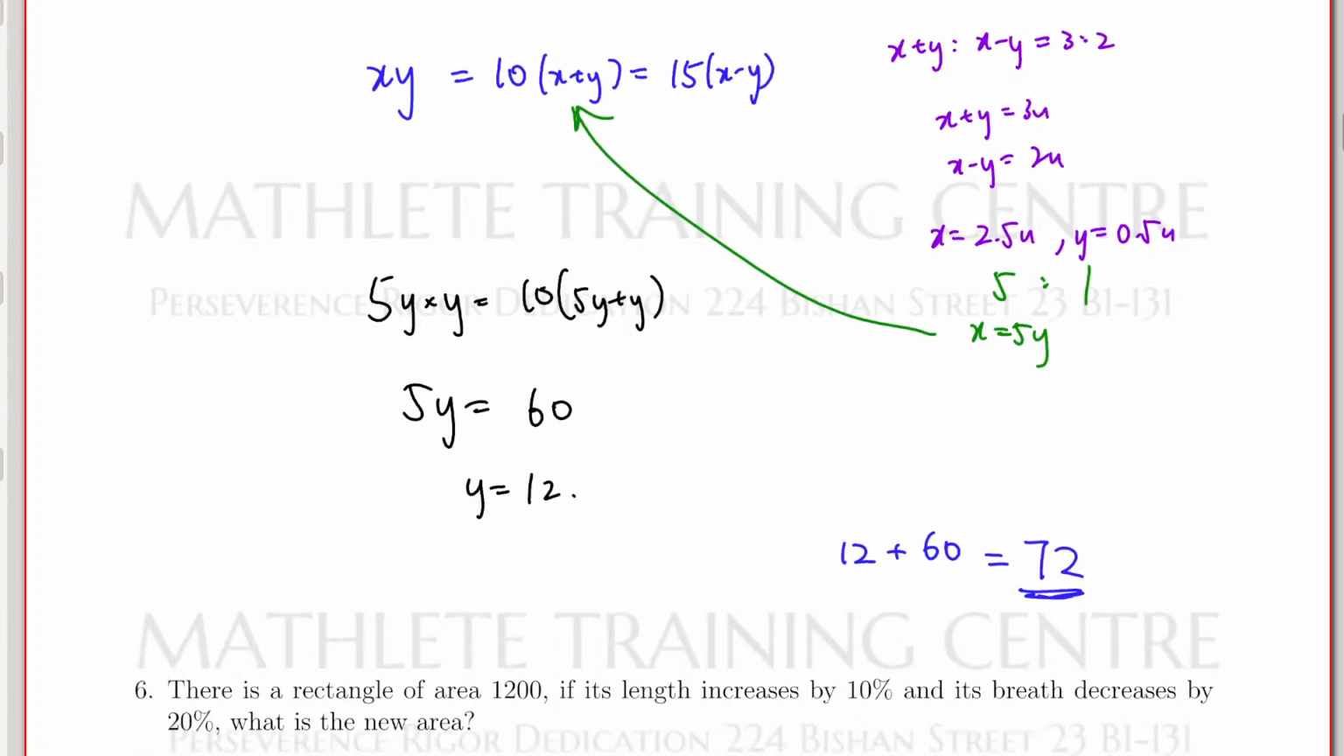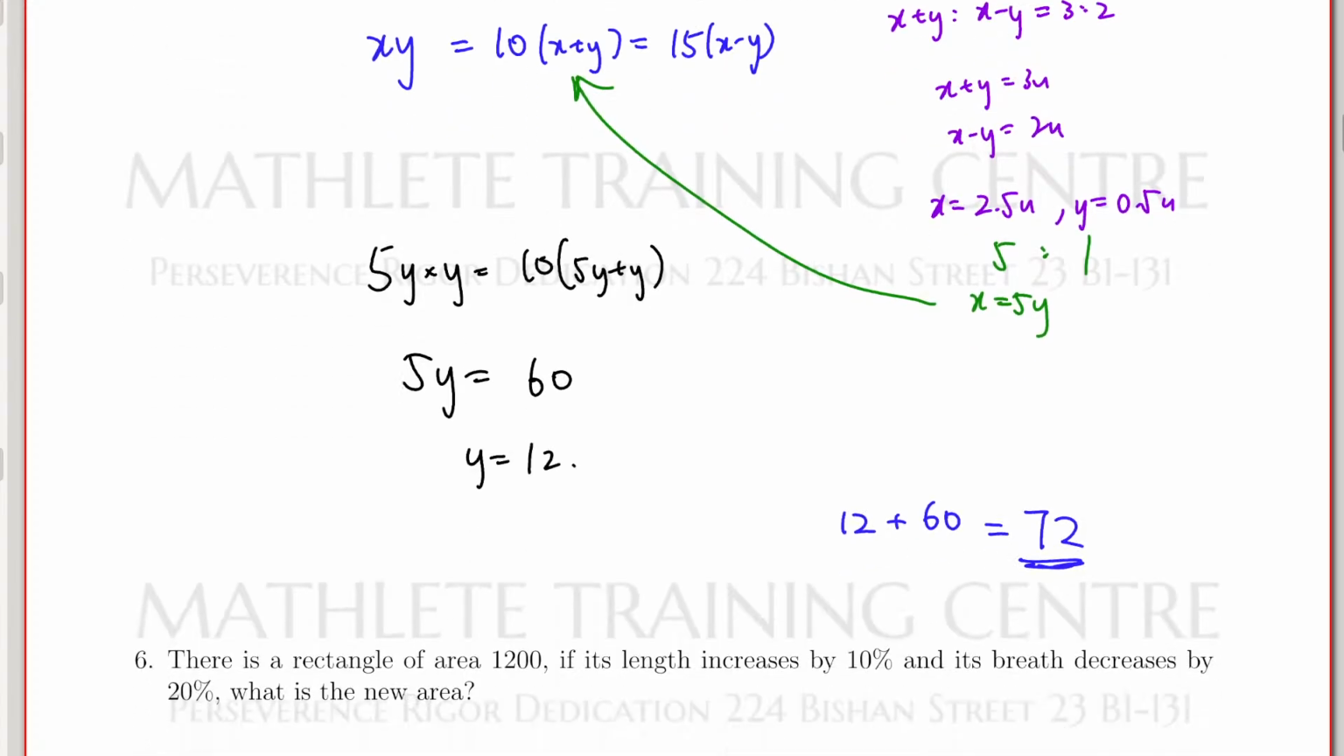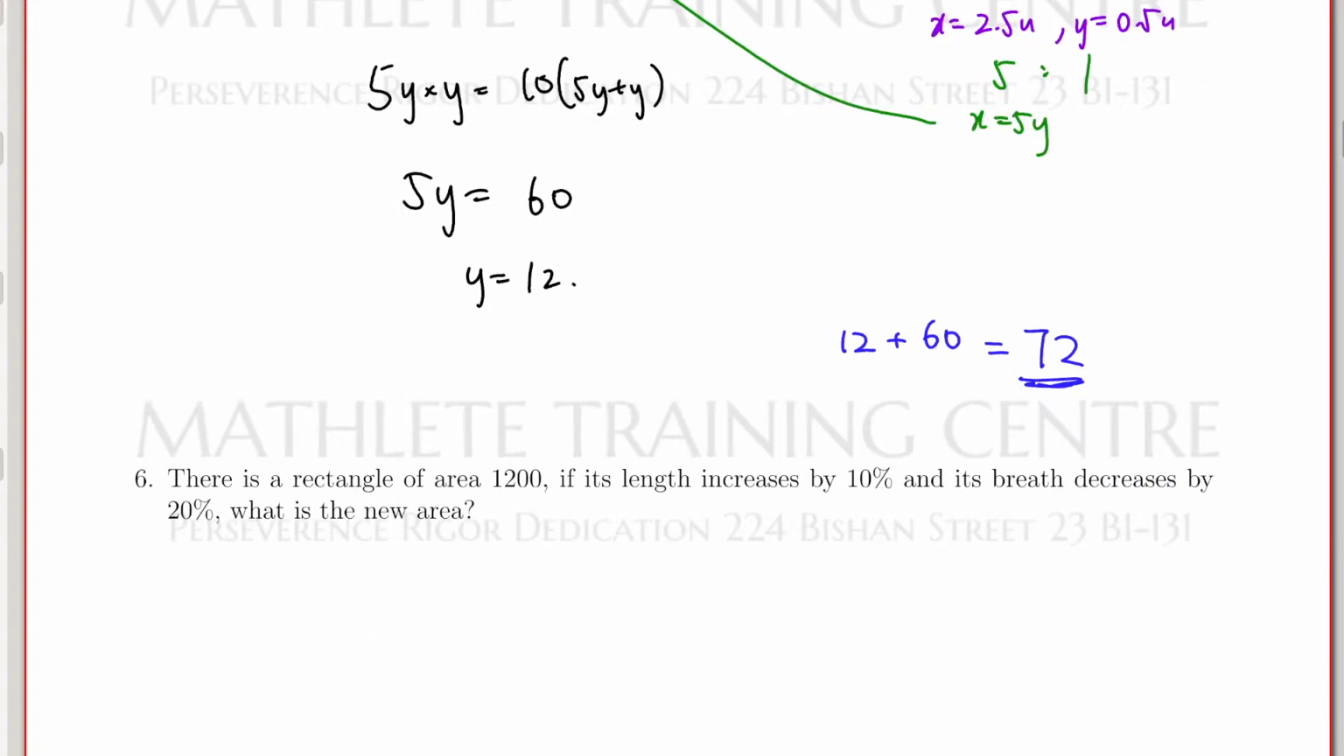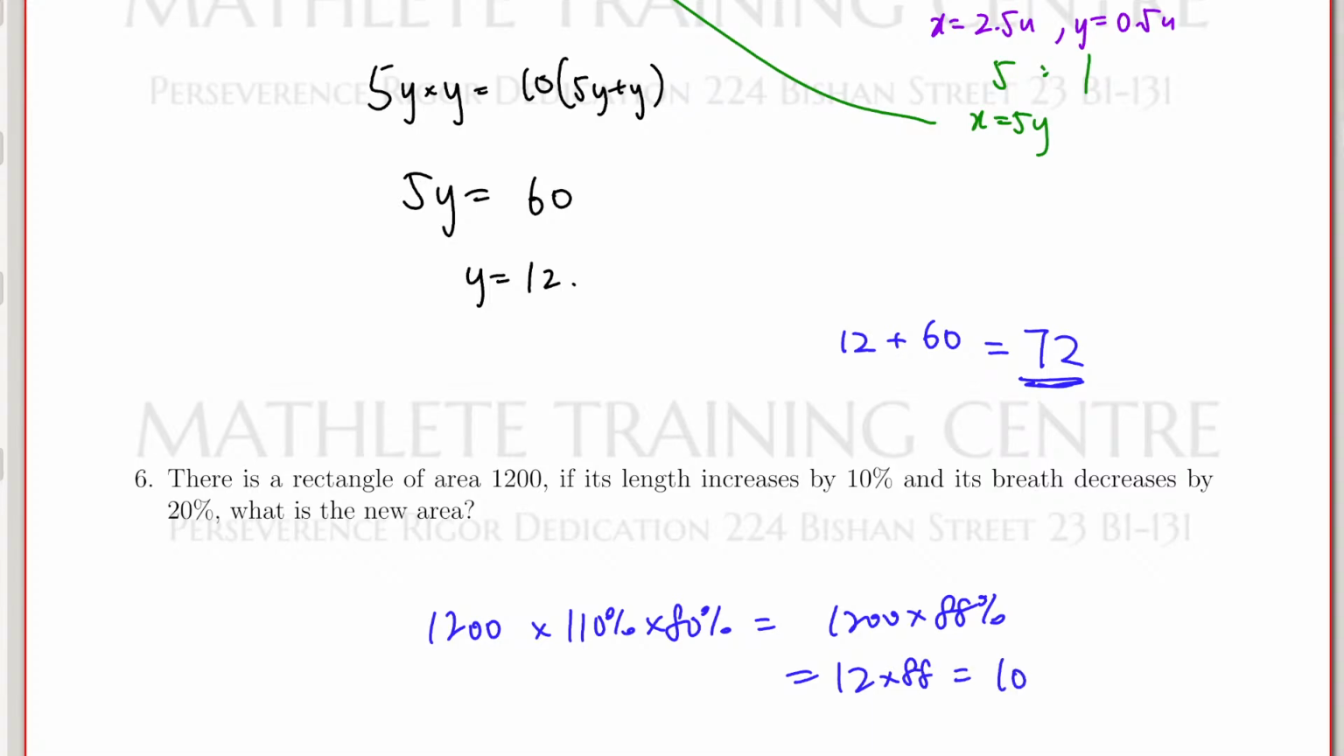Okay. Question number 6 is an easy question. I believe anyone here who is doing this paper, they should all be able to do this question number 6. A rectangle of area 1200. If the length increases by 10%, it will become 110%. If the breadth decreases by 20%, it will become 80%. So the area is actually just this thing, which is 1200 times 88%, which is 12 times 88. This is equals to the number 1056.